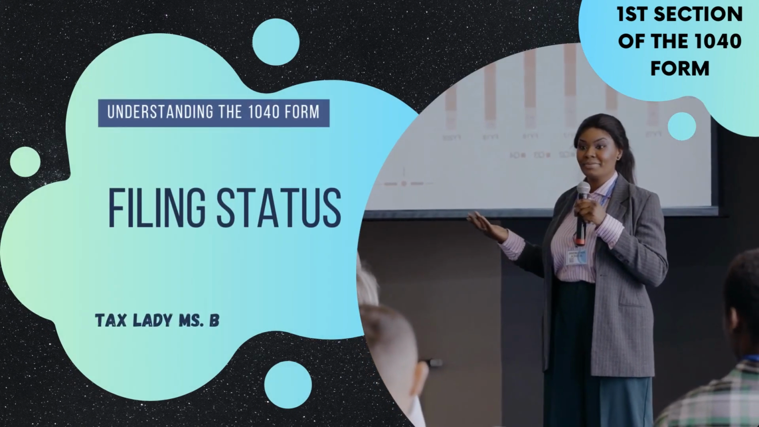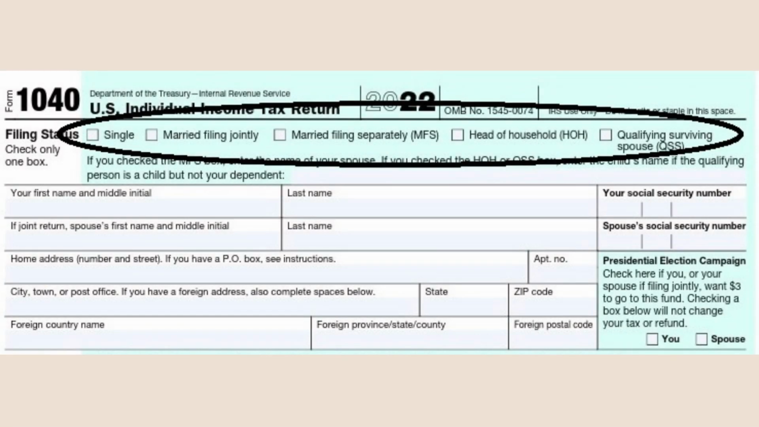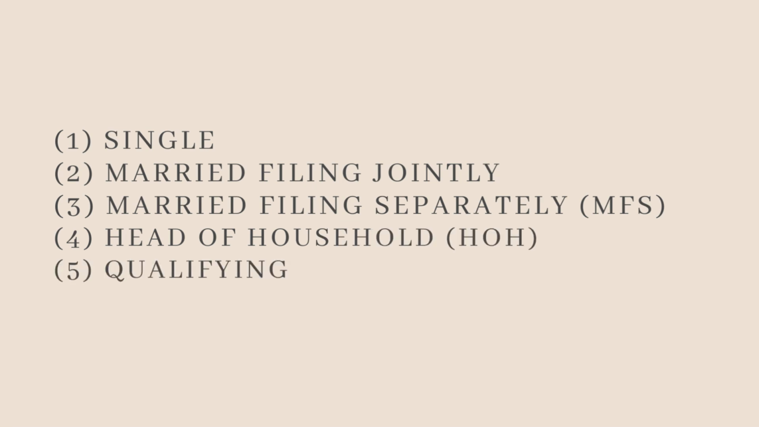First section on the 1040 tax form is the filing status and knowing how to select what filing status is right for you. The following are the filing statuses: single, married filing jointly, married filing separately, or the acronym, MFS, head of household, or HOH, and qualifying surviving spouse, or QSS.